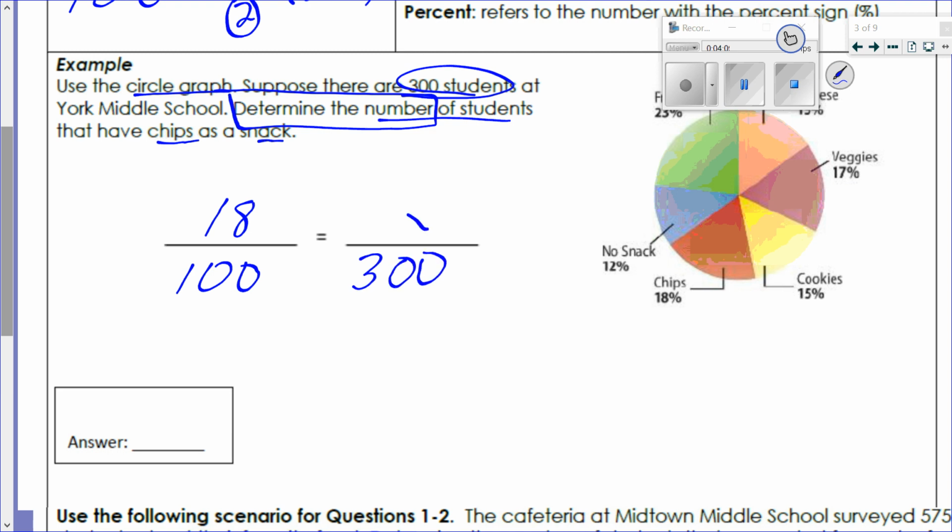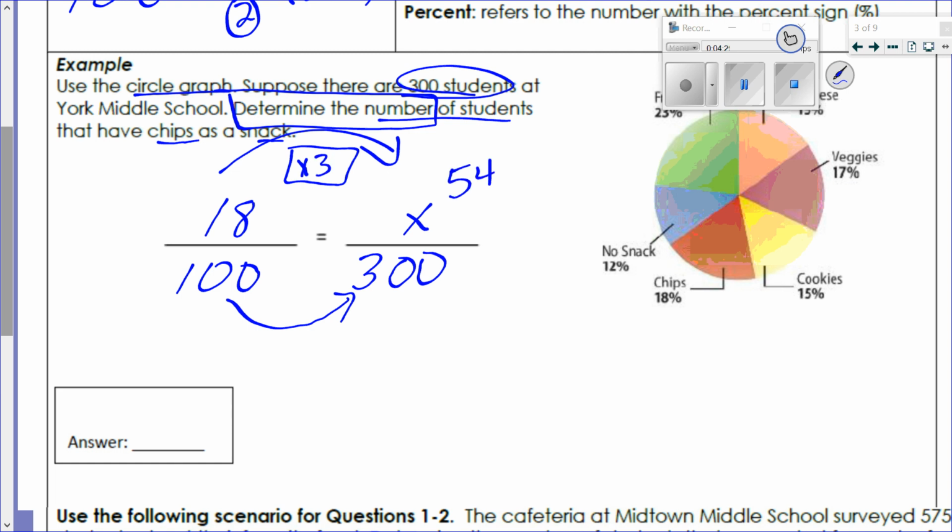So what do I not know? The is or the part. That's what I'm trying to find out. So now we've just got our proportion. We're just looking for our magic box, right? How do I go from 100 to 300? Times 3. So 3 times 18 is going to give me 54.